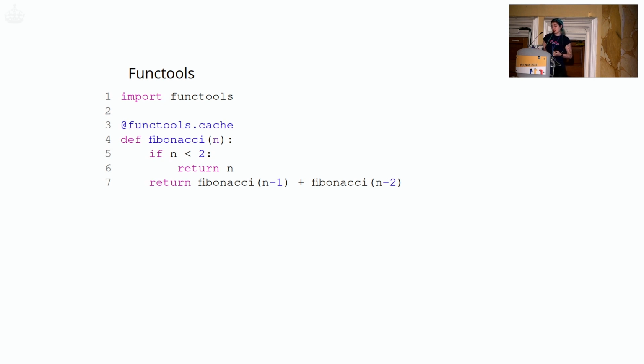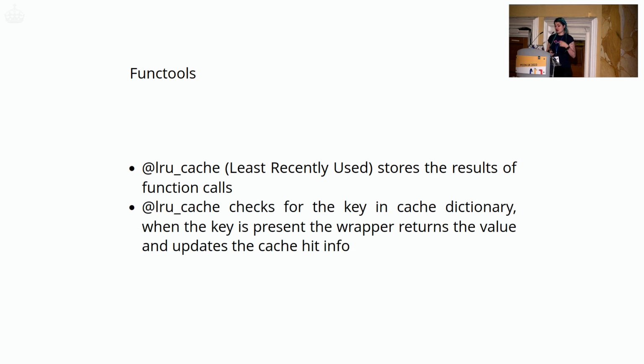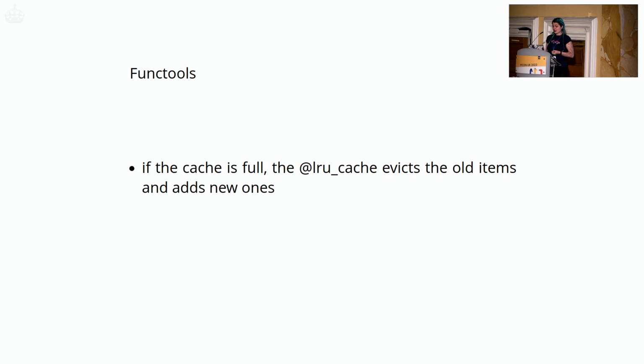And from version 3.9, we can also use the cache decorator. So the least recently used decorator stores the results of function calls. It checks for the key in the cache dictionary. When the key is present, the wrapper returns the value and updates the cache hit info. And if the key is missing, then the wrapper calls the user function with the passed arguments, updates the cache, and returns the result. In case the cache is full, then lru_cache evicts the old items and adds new ones.